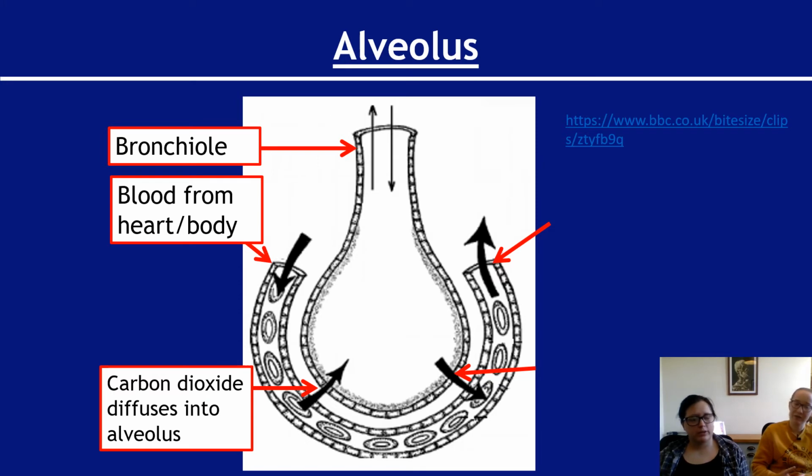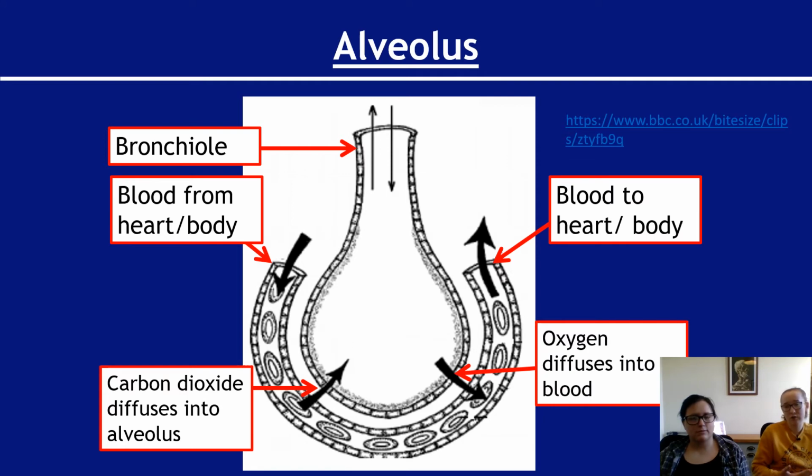So that carbon dioxide then has to diffuse from the bloodstream into the alveolus so we can breathe that carbon dioxide out, because it's a waste material that we don't want in our body. Once we breathe that out, we have then got the rest of the blood left, which will be the stuff that's going to the heart or the body, which obviously we want to fill with oxygen.